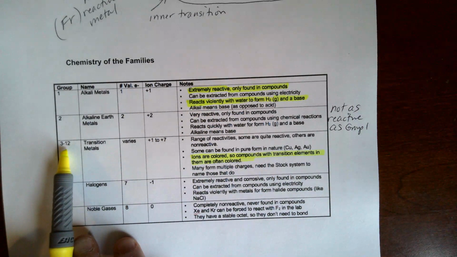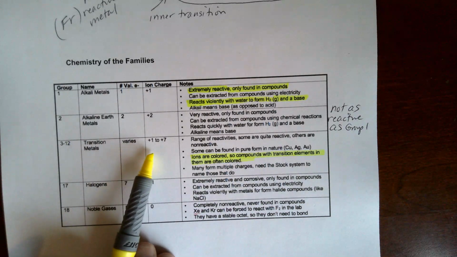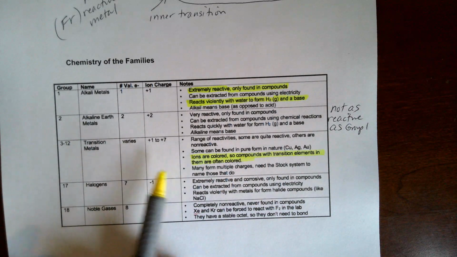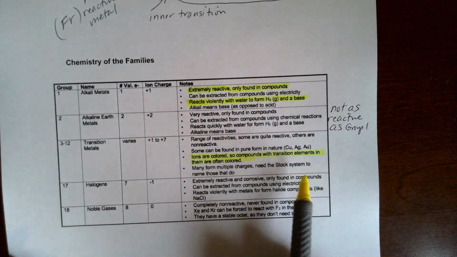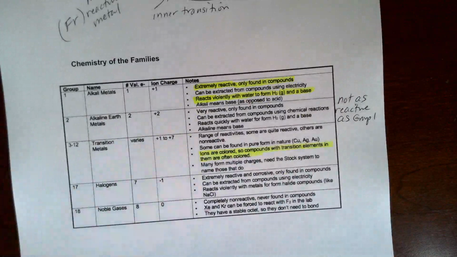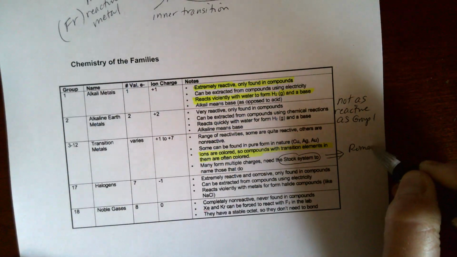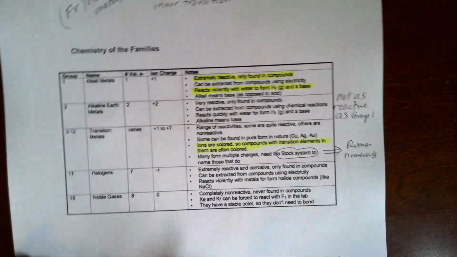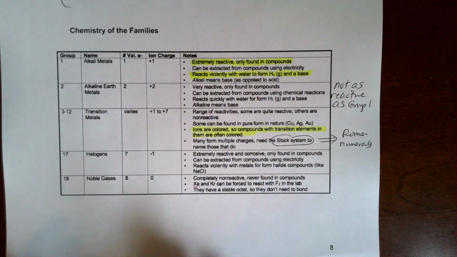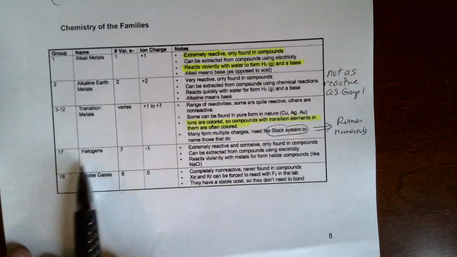This is groups 3 through 12, so it's quite a lot of elements. That's why there's so much variety in their valence electrons. Their ion charge can range from +1 to +7, right? So many form multiple charges, and you need the stock system to name those that do. The stock system is the Roman numerals. So that's an important thing to recognize. If one of the transition metals has more than one possible charge, you have to tell me which one it is using a Roman numeral.